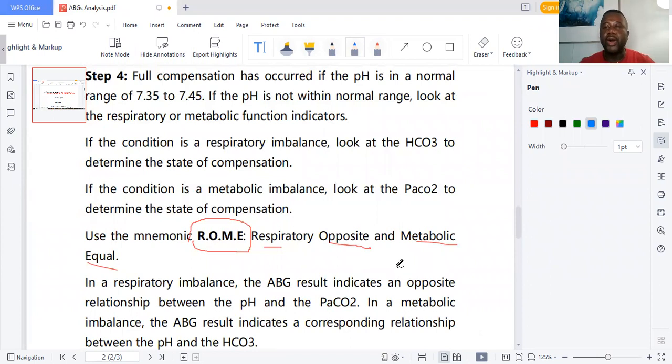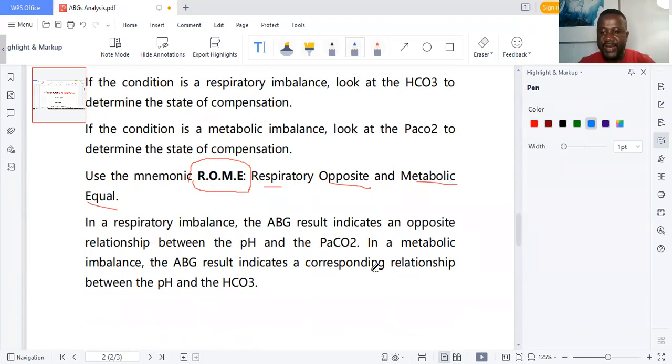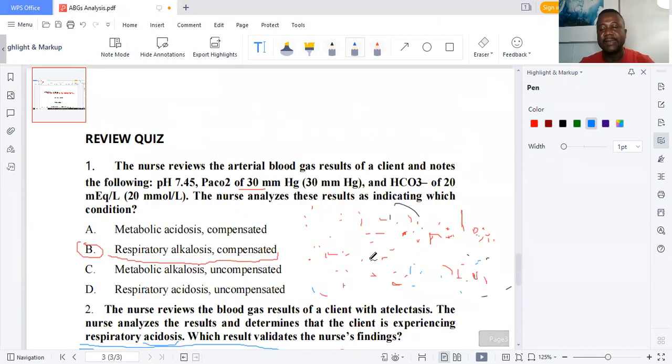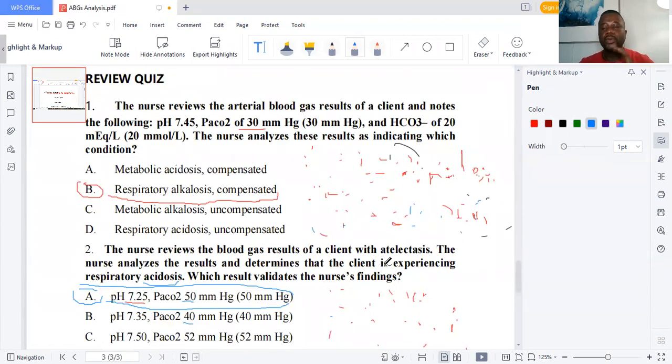In summary, where the steps cannot go, always apply the formula ROME. The mnemonic ROME is very easy to remember. And the fourth, for it to be compensatory, the pH has to be within the normal range of 7.35 to 7.45. If it is not within normal range, then it is not compensated. You see words like partial compensation, uncompensated, or incomplete compensation, whichever is correct. Full compensation means compensated.